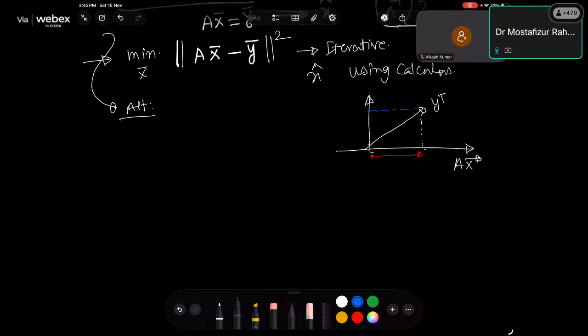If you project here, this is the error part and this is the estimate part, X hat, right? So basically I need to find a projector P such that if I multiply it with y, I get the solution X hat. This is one solution. So how to design the projector?